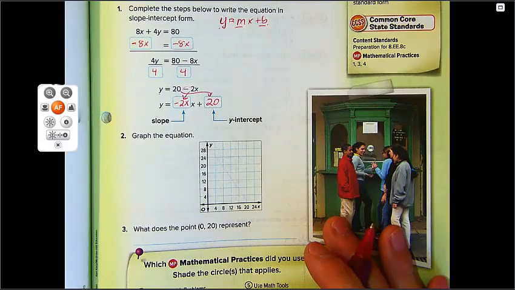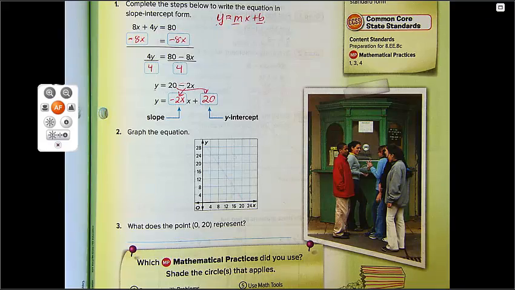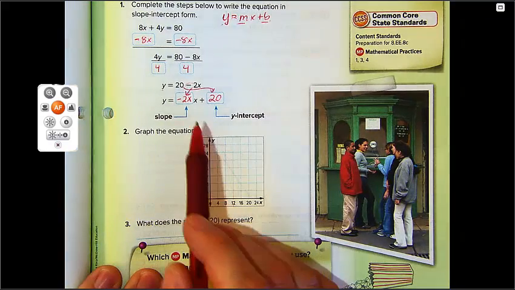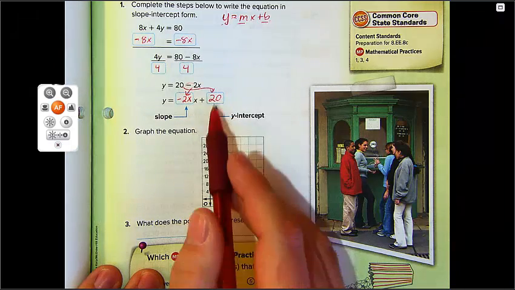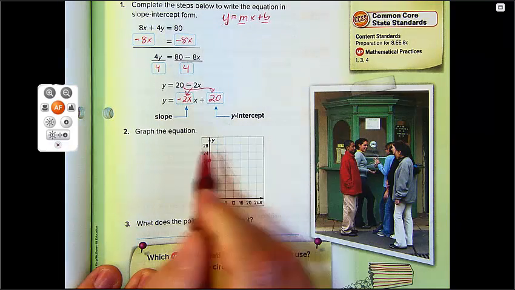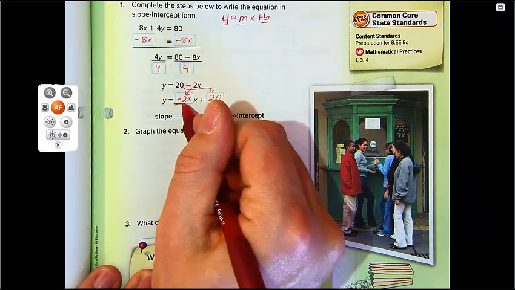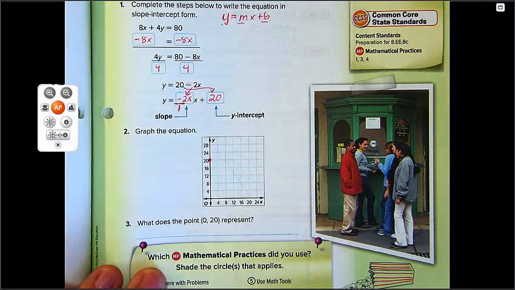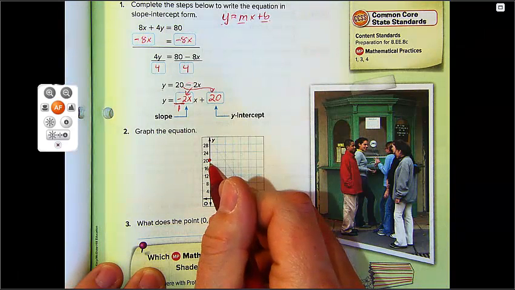Okay? Now it's telling us to graph the equation. Well, we've already learned how to graph this, so we look at our y-intercept. How are we going to graph that? Well, where does it cross the y-axis? That's our up and down axis. It crosses at 20, so you should just make a dot right at 20. Then what's our slope? It's negative 2, which is actually negative 2 over what? Over 1. Remember, rise over run, so negative 2 means down 2. We're still running forward 1. So we would go down 2 over 1.